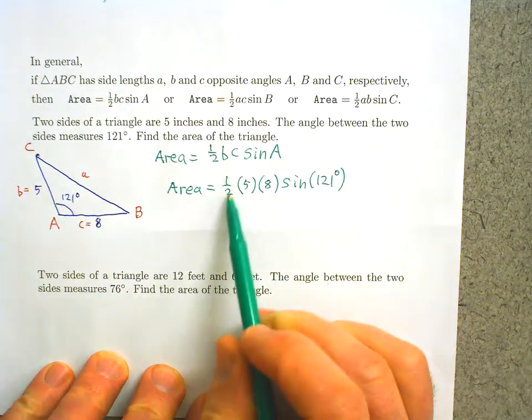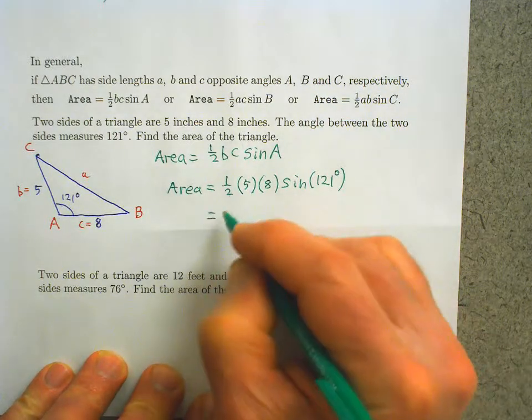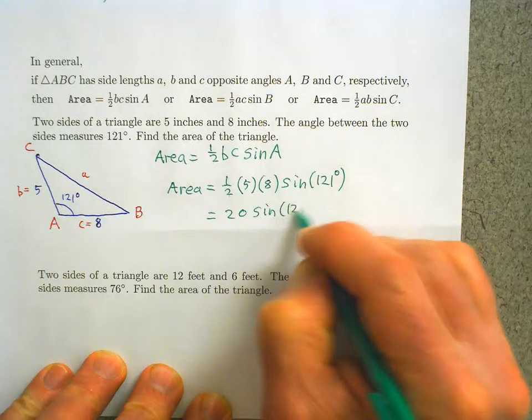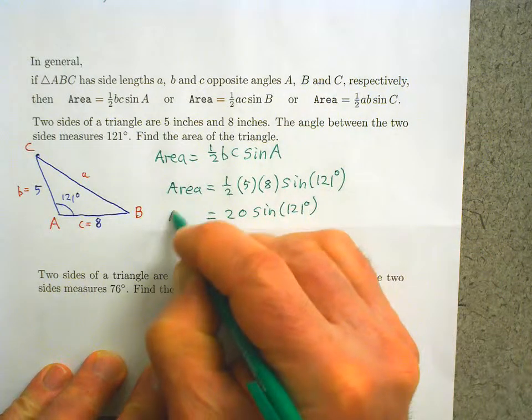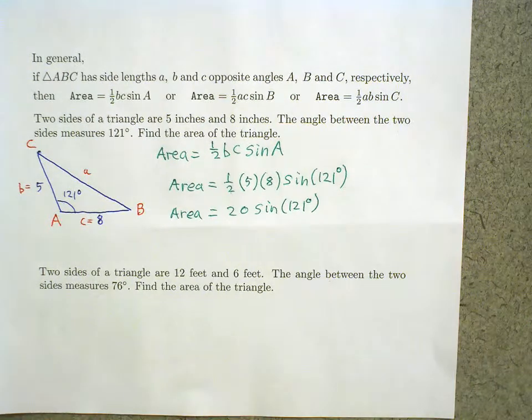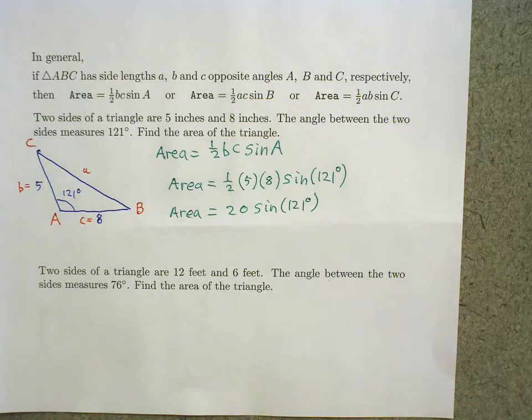So we could simplify this a little bit. 1/2 times 5 times 8 is 20, so 20 times the sine of 121 degrees. But for a test question answer, this is a perfectly fine answer.